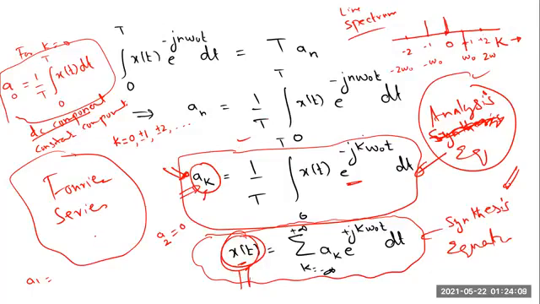And that is the utility of Fourier series. When you express a signal in terms of its Fourier series, you find out what different frequency components are present in your signal.